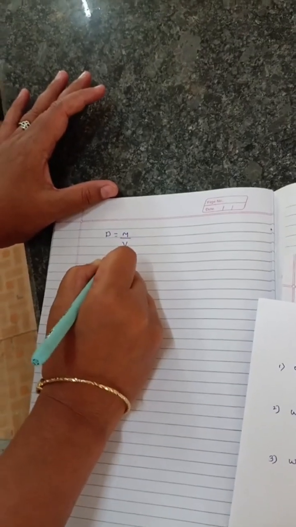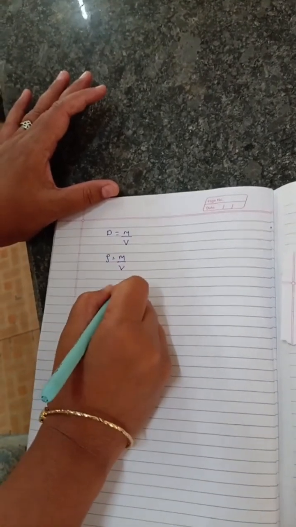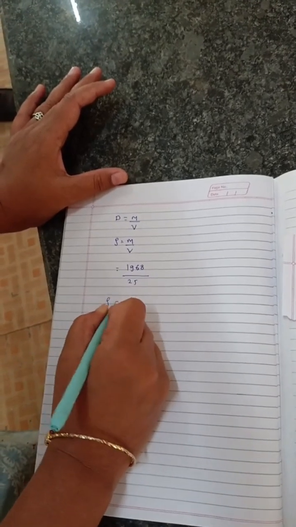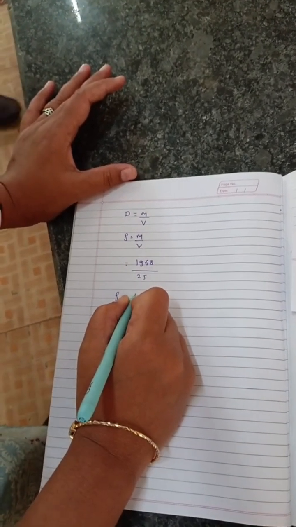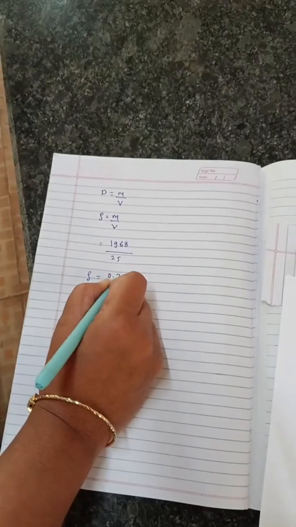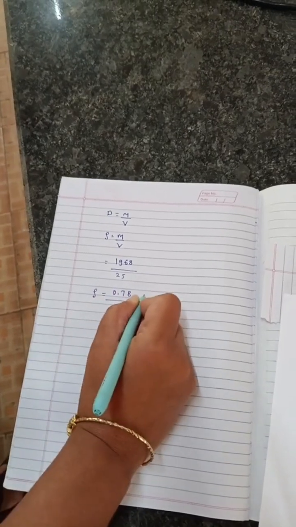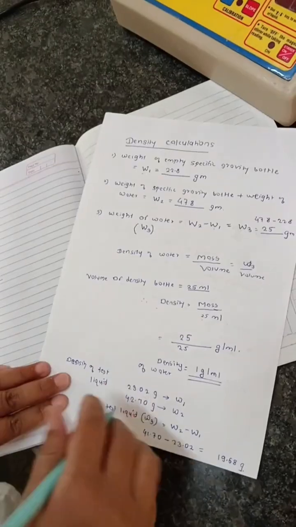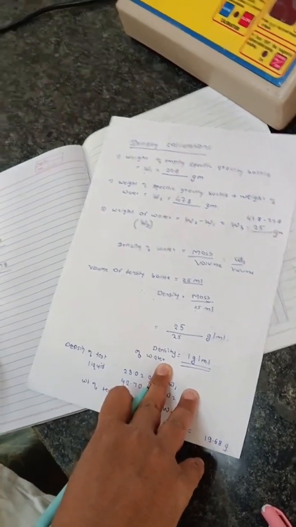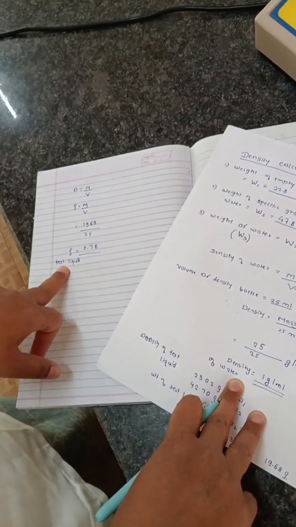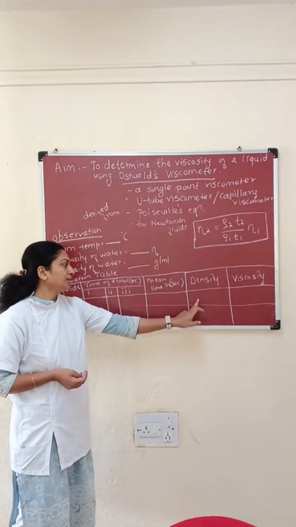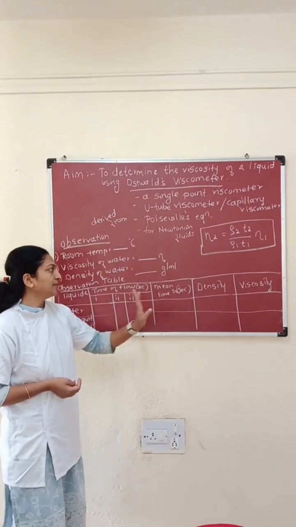Now density rho is equal to mass by volume. Our mass is 19.68 and our volume is 25 ml. Therefore, the density of the test liquid rho is equal to 19.68 divided by 25, which is 0.78. That is the density of the test liquid. Now we have the density of the reference liquid, water, as well as the density of the test liquid, ethanol. So now we have calculated the densities for water as well as for the test liquid.